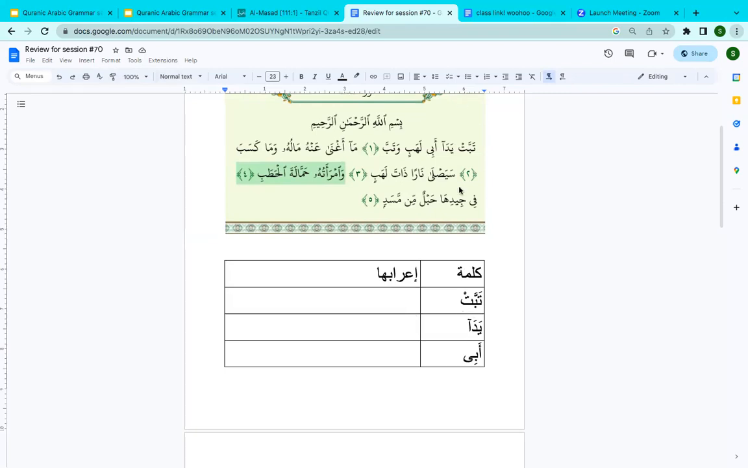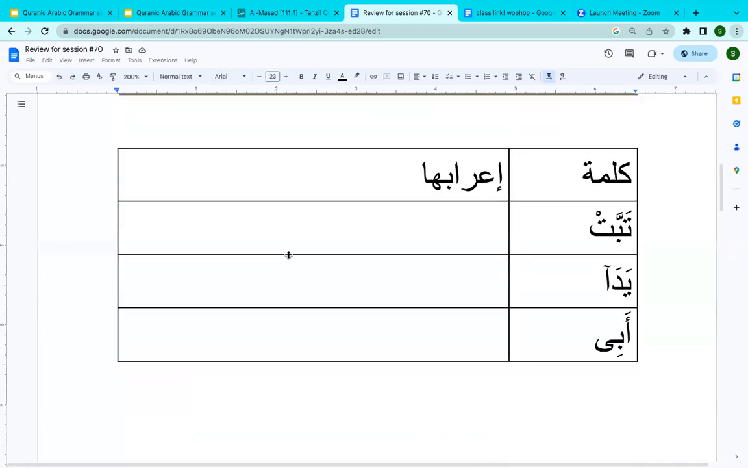So let's see the first word, tabbat. If I give you a word, tabbat, what do you think? Tabbat, mudare or madi? Ta, ba, ba are the root letters. Yes, it is jumla fi'liyya.